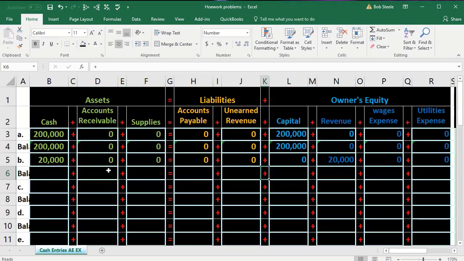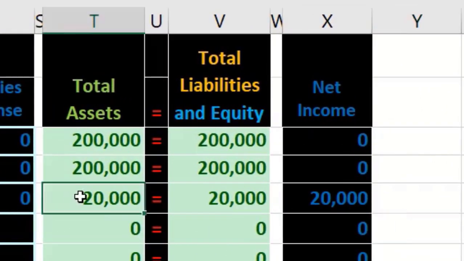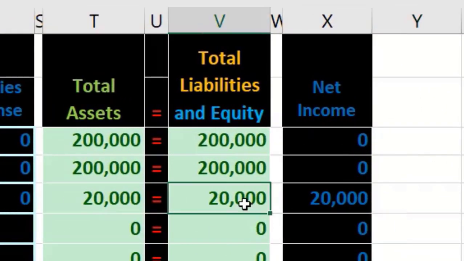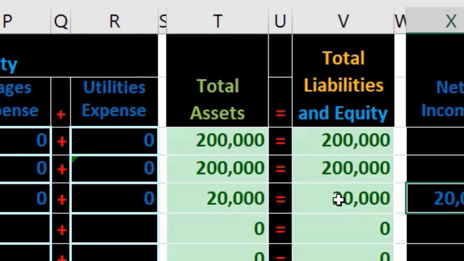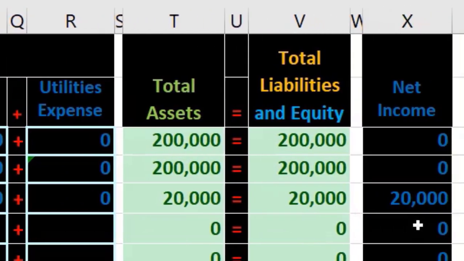Now we can check if we are in balance for this transaction. This transaction has an equal number of assets and liabilities, so we are in balance. And there is an effect on net income. Why? Because the income statement accounts, revenue and expenses, are affected here. Revenue went up, therefore net income goes up.